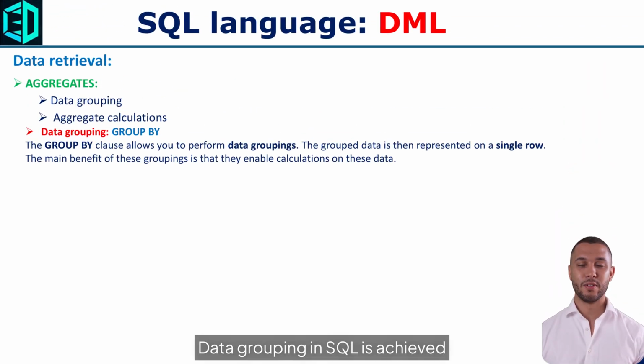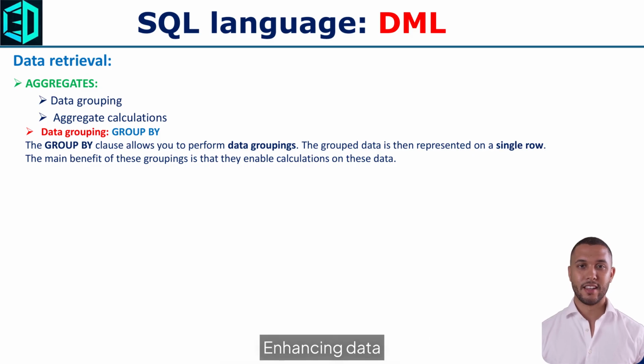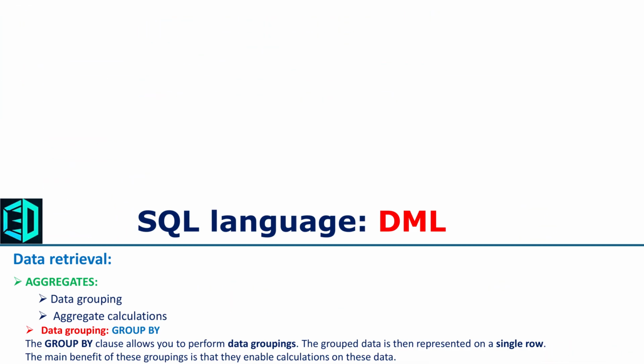Data grouping in SQL is achieved using the GROUP BY clause. This allows for aggregating data into single rows, enabling calculations and analysis on grouped data, enhancing data management capabilities.